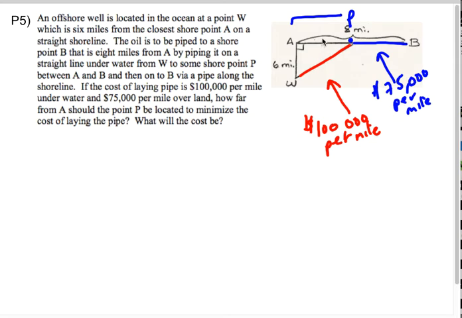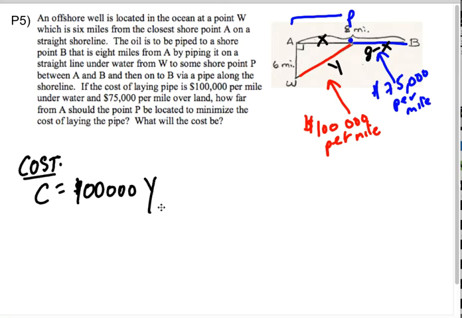So again, I'm going to label some variables, right? I'm going to go ahead and call this x. I'm going to call this y. We've seen that before. That makes this side 8 minus x, right? So if we want the total cost, right, so the cost of this thing is going to be C equals the 100,000, and I don't really need the units, 100,000 times y, right, plus the 75,000 times 8 minus x, right? And you can clean that up.